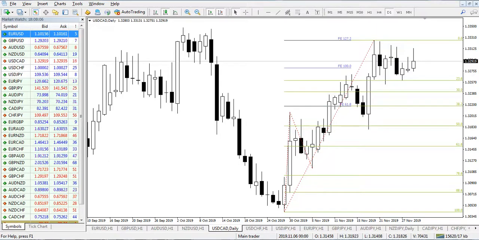I still have the same bias that Canadian dollar will still strengthen even more. So despite making profits 2 times by buying Canadian dollar, I'm still going to buy Canadian dollar, and right now at this price 1.3290 I have bought Canadian dollar. It means I have taken a sell position in USD CAD.